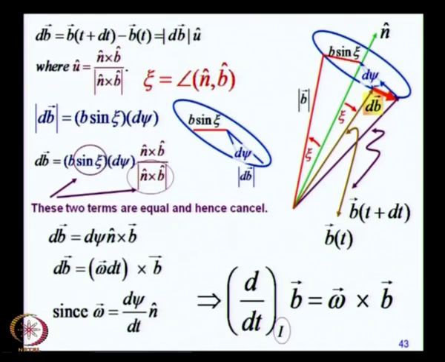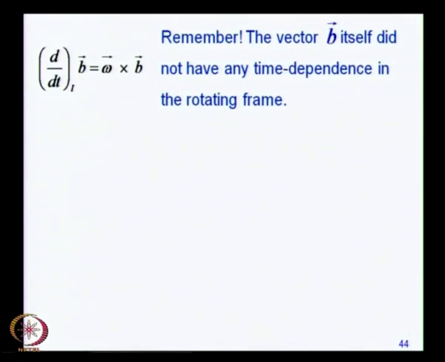This is exactly what we were looking for, because we knew that the rate of change of b in the rotating frame of reference was 0, whereas in the inertial frame of reference we wanted to find out what it was, and what we discover is that this rate of change with respect to time of the vector b is given by the cross product of the angular velocity vector omega with the vector b itself. Now, this relation is valid when the vector b itself was fixed, it was not changing with respect to time in the rotating frame of reference.